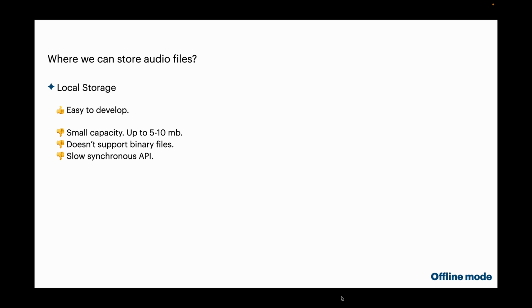We have two options. Local storage. The only advantage of this is that it's easy to develop. It has limited capacity, typically 5 or 10 megabytes depending on the browser. It doesn't support binary files and has a slow synchronous API.